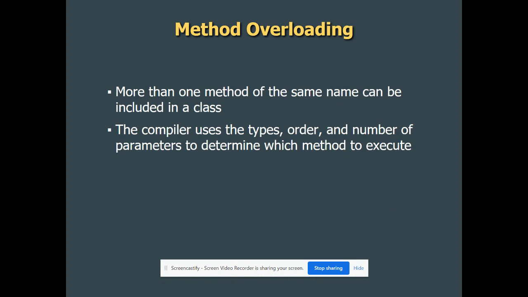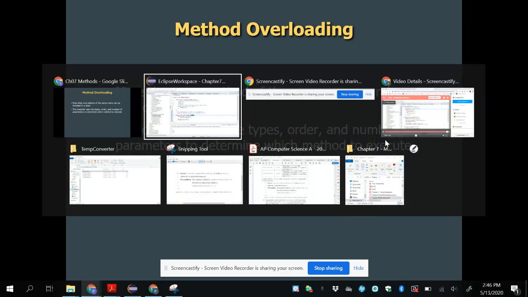Method overloading is when one method has the same name as another method in the class, and you might wonder, how can it know which one it's going to call? Well, they would be different in terms of the types or the order of those parameters, the number of parameters, and then it would match the one that it sees that has the same parameters.